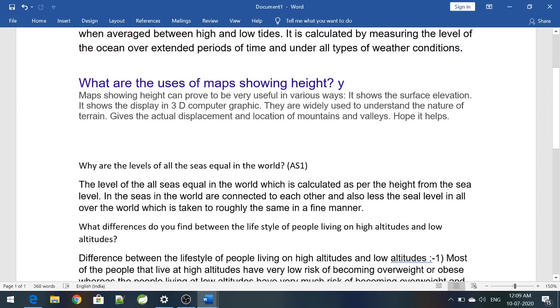What are the uses of maps showing heights? Maps showing heights can prove to be very useful in various ways. It shows the surface elevation. It shows the display in 3D computer graphics. Elevation means height. They are widely used to understand the nature of the terrains. They give the actual displacement and location of mountains and valleys. Okay, this I will cut. This is not necessary. I have taken this from Google.